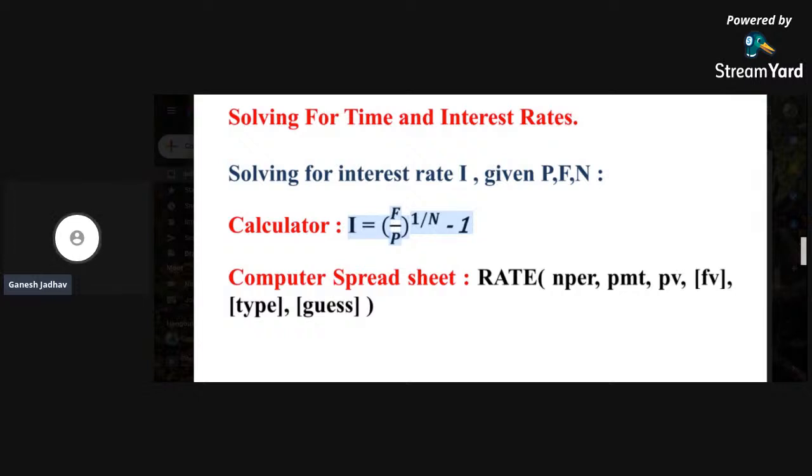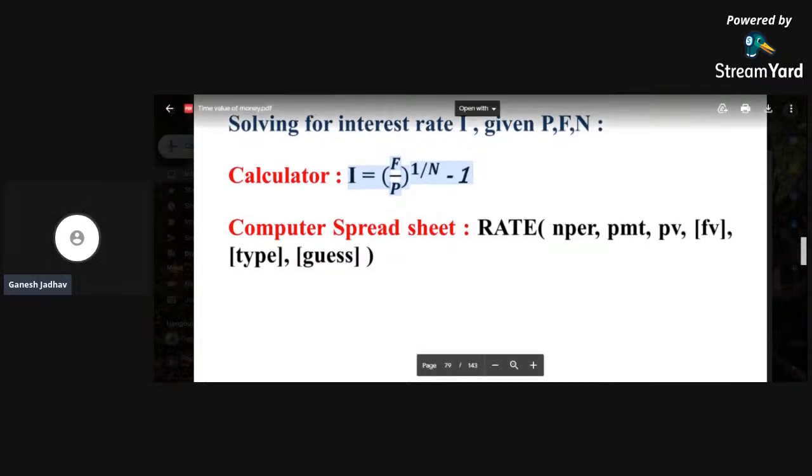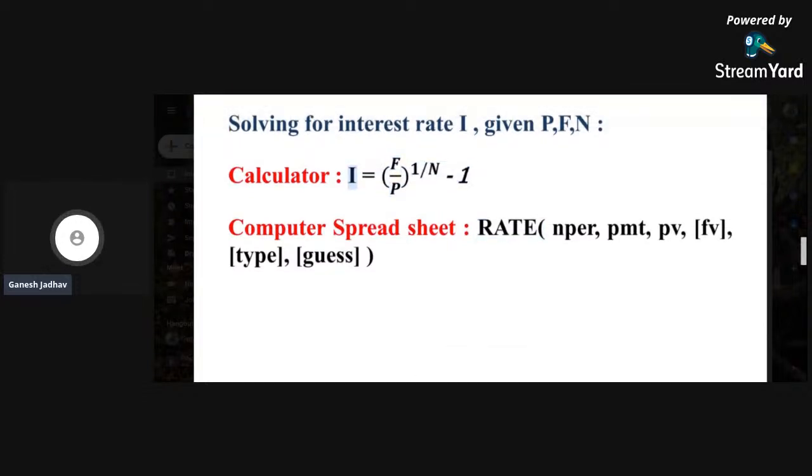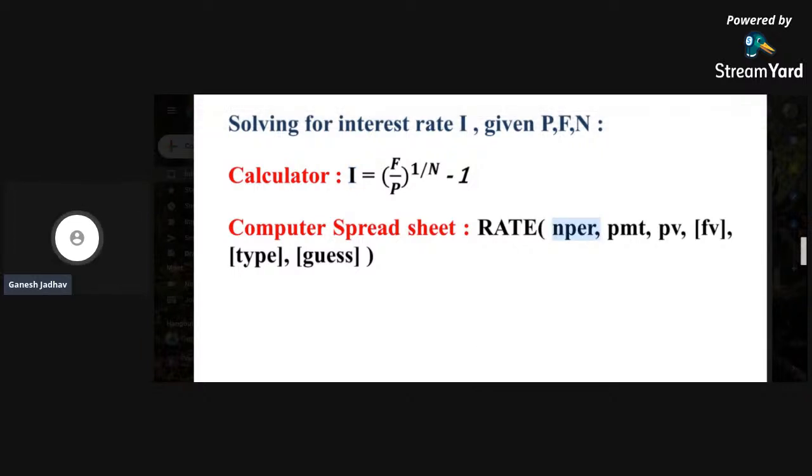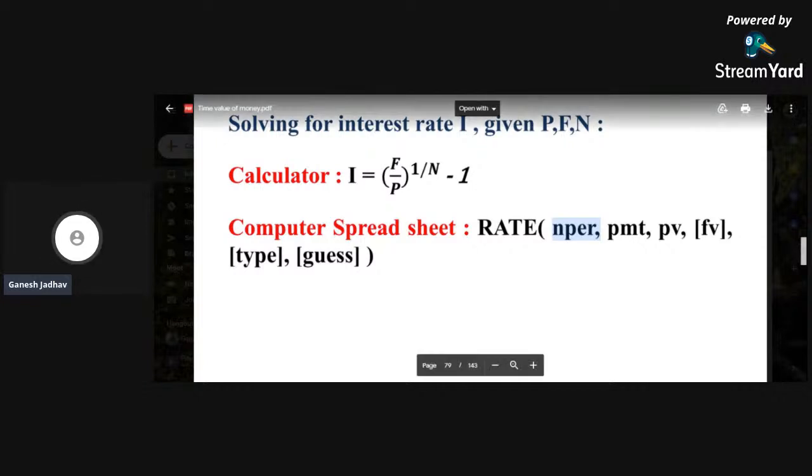This is only the theoretical part. You only need to remember how you can calculate the interest by using your future value, your primary value, and your n value. Then in the computer spreadsheet, this is the rate, meaning the interest. Then nper, that is the value of n, the primary amount, the primary value, the future value, type and guess.